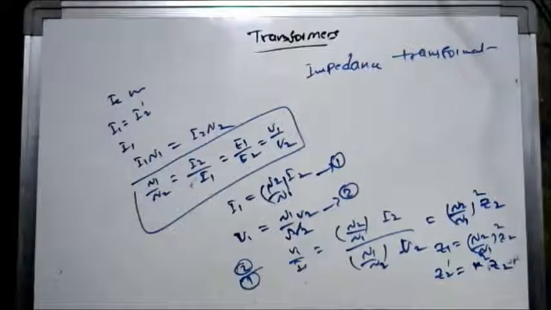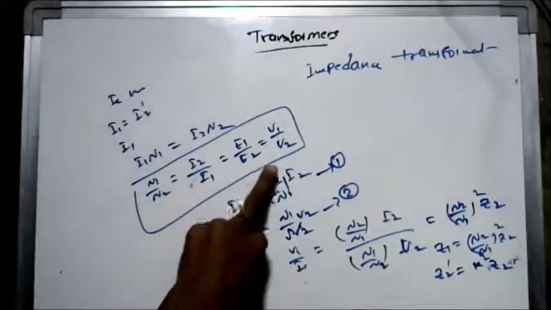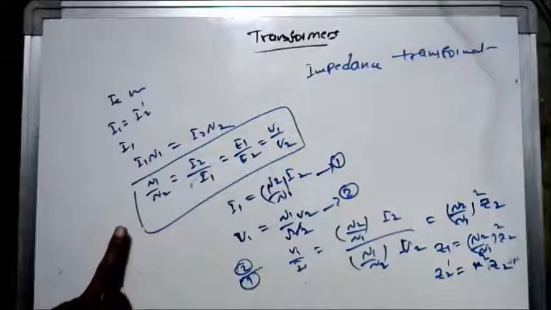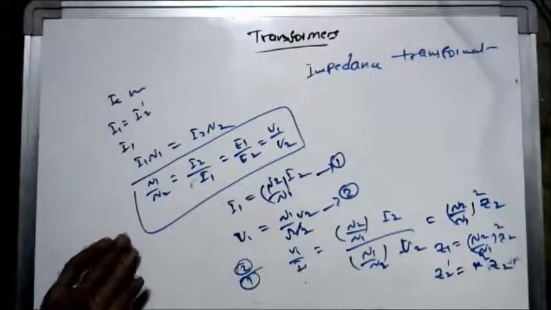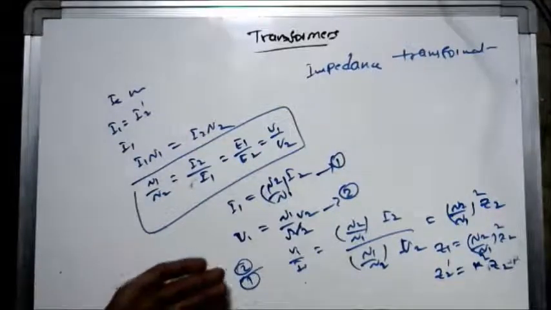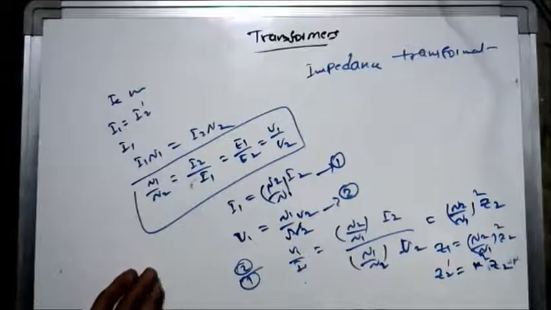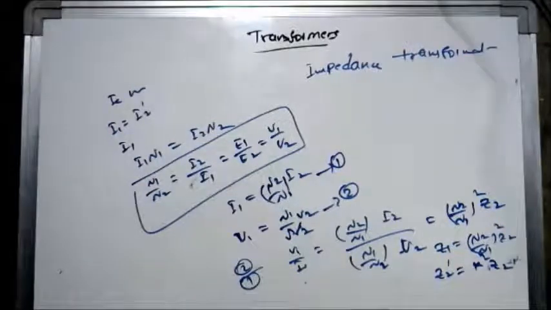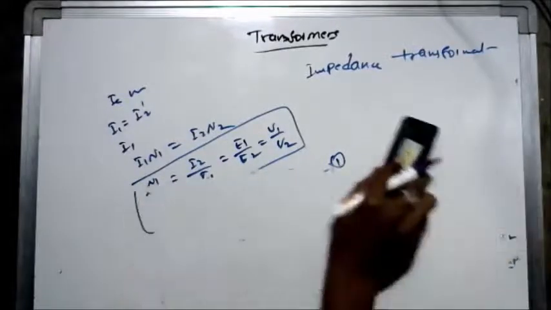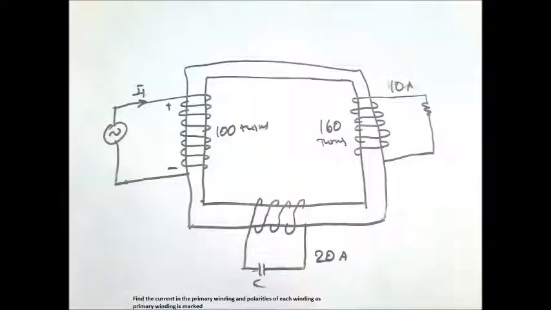Similarly, we can refer the current levels and voltage levels. Power levels can't be referred to primary or secondary, because power is the same from the primary winding to the secondary, except some core losses and some other things. Okay, this is all the impedance transformation of the transformer. Next, coming to the problems, today's problem.